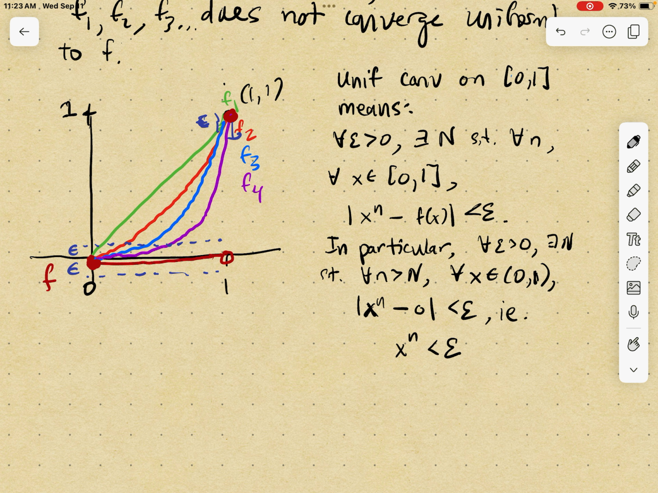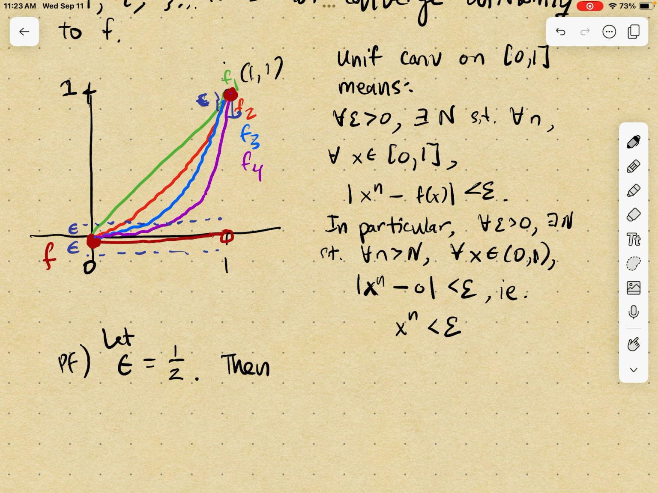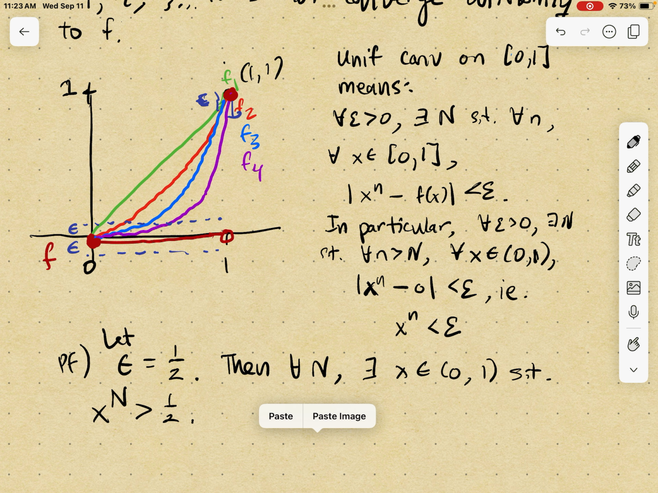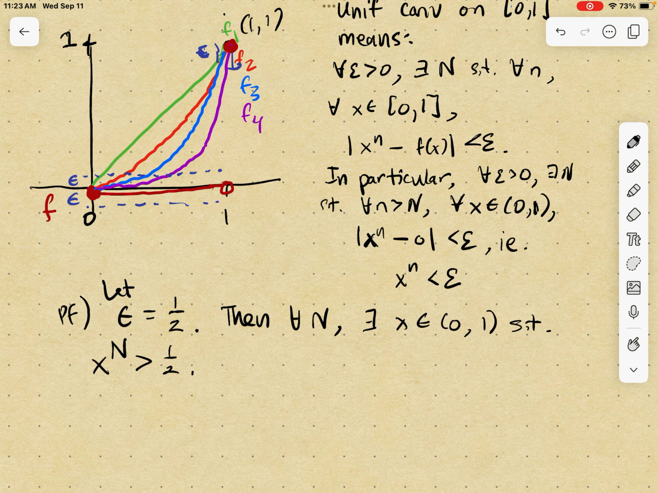The proof that the sequence does not converge uniformly goes like this. Let epsilon be, say, 1/2. Then we know that for all integers n, there exists some x from 0 to 1 such that x to the n is greater than 1/2. You just take x sufficiently close to 1. The reason why this is true is because x to the n converges to 1 as x goes to 1. And that's the proof.